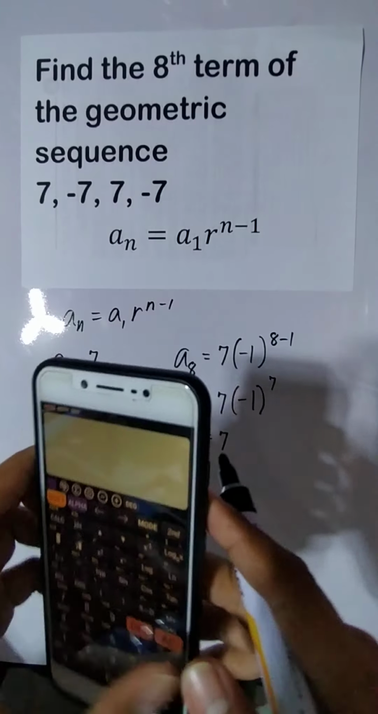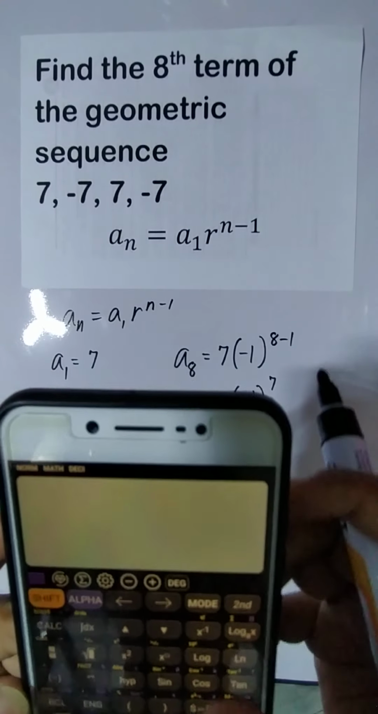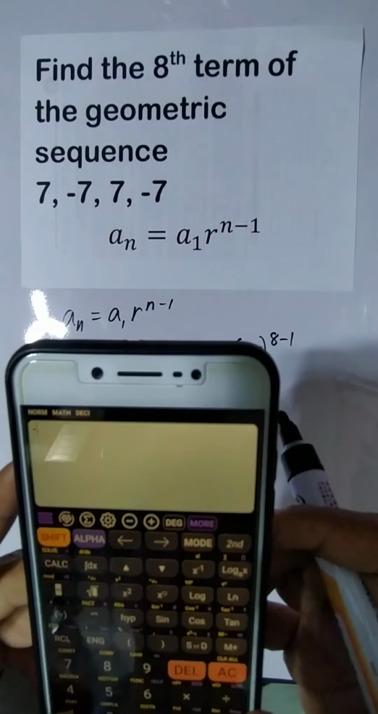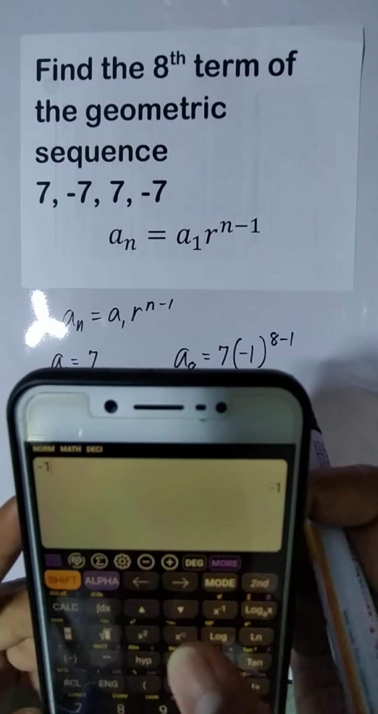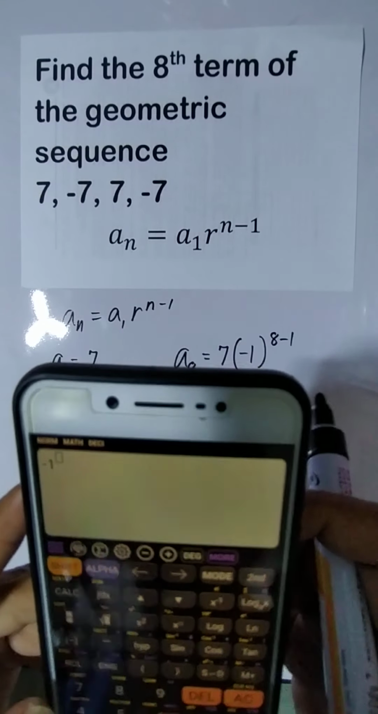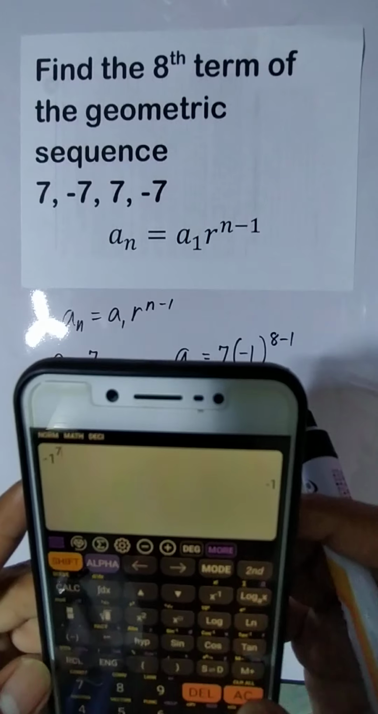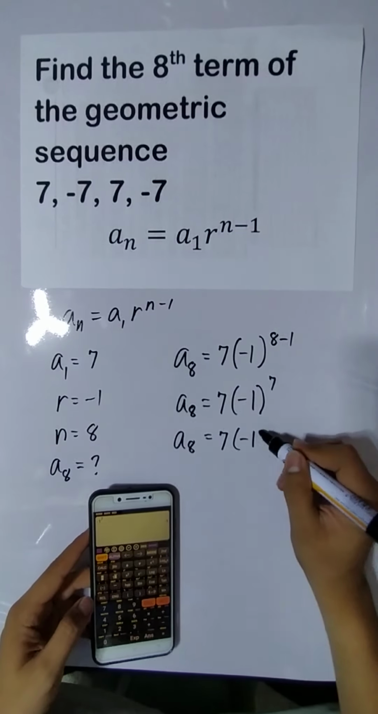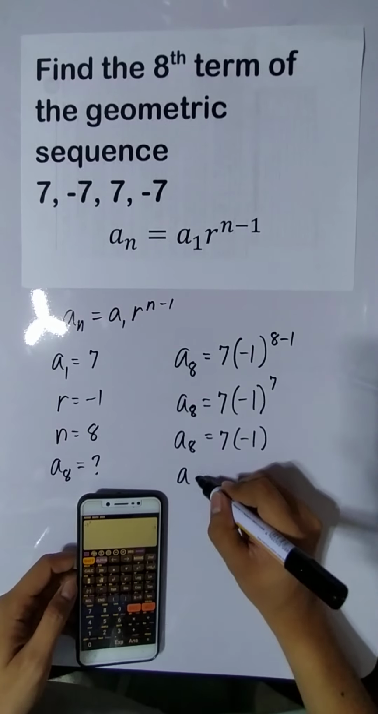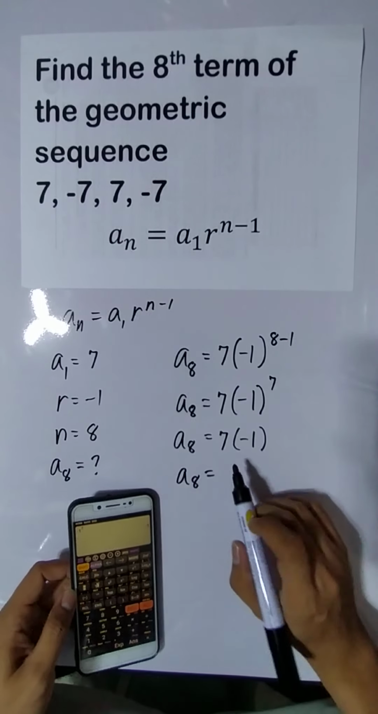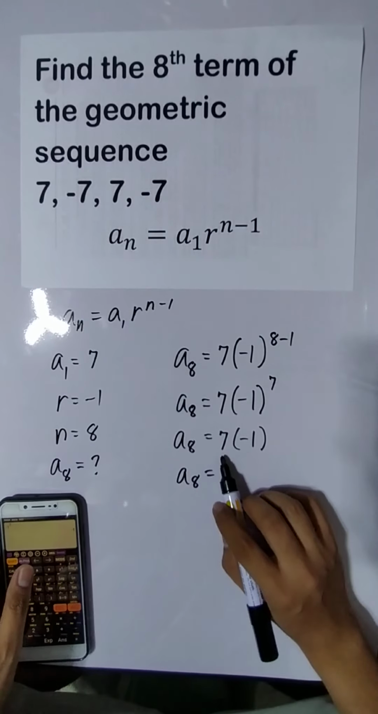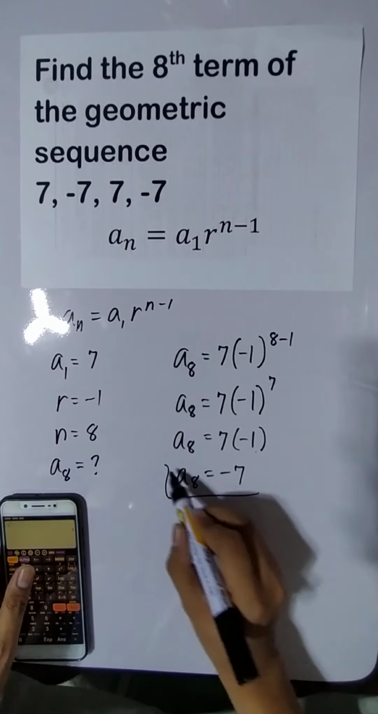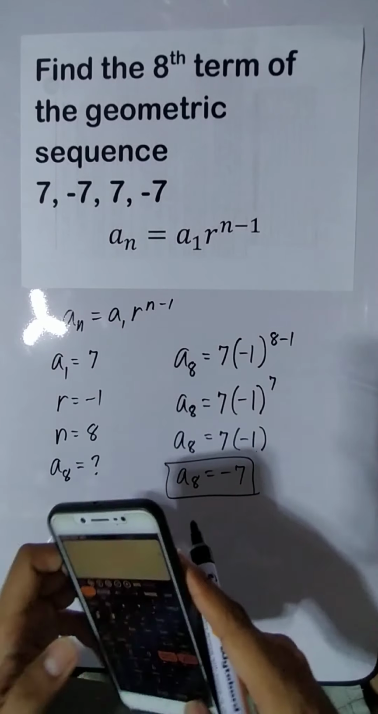So gamitin natin ulit ng calculator. So negative 1. Then press your x raised to box. And then press 7. So the answer is negative 1. So a sub 8. Then for the last, we have 7 times negative 1 is negative 7. So yun yung pang 8th term natin.